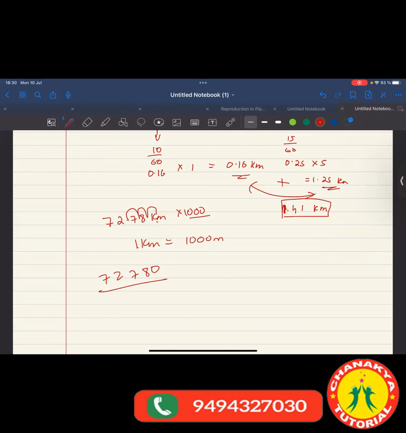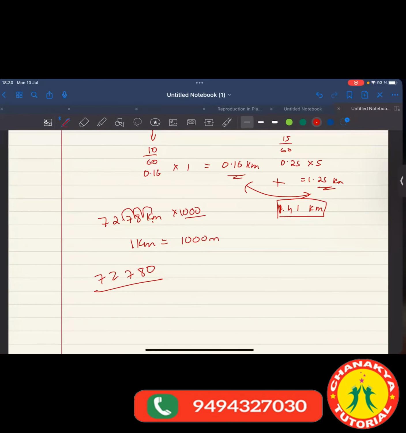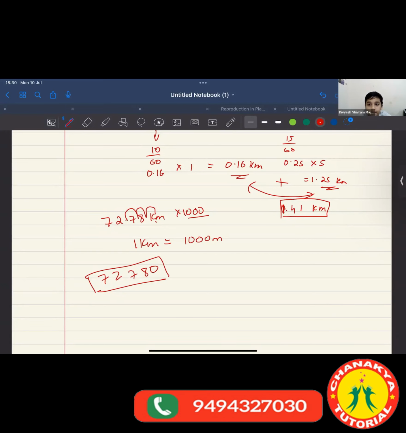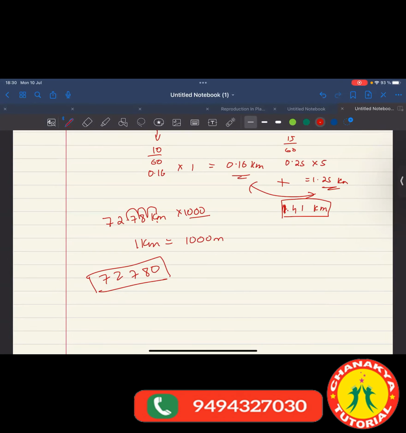Many of you all wrote just 7278 and I'm not giving you all marks. And Deepika also wrote 7278. 72780. I don't know where the zero went. It's all careless mistakes. So this is the answer. Is it clear, all of you all? Yes, ma'am. Any doubts, anybody?